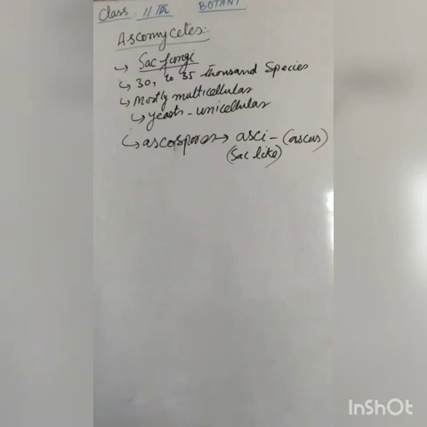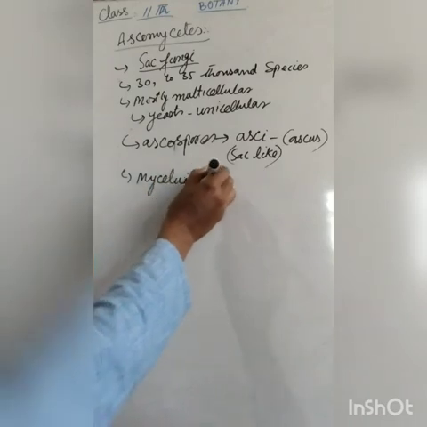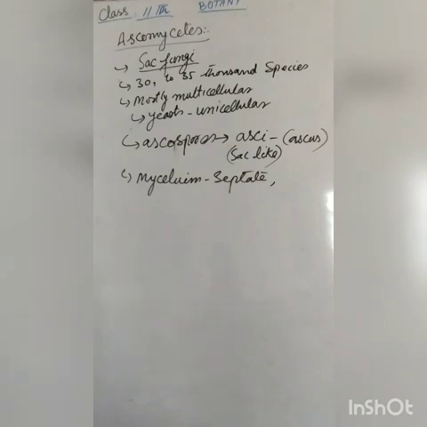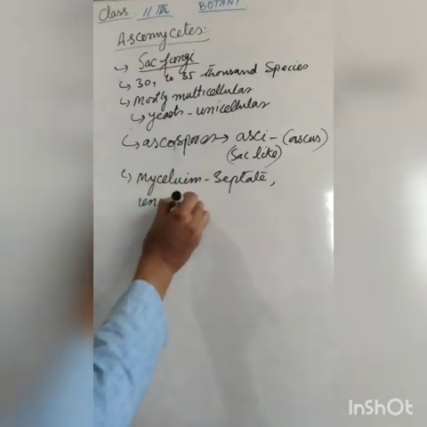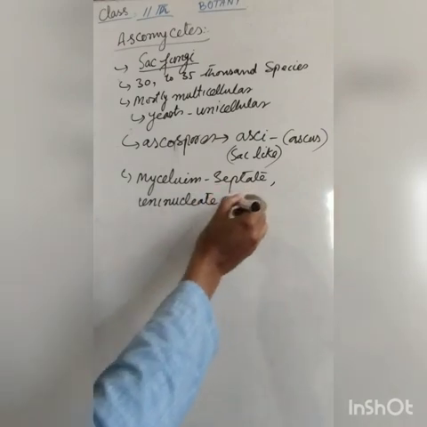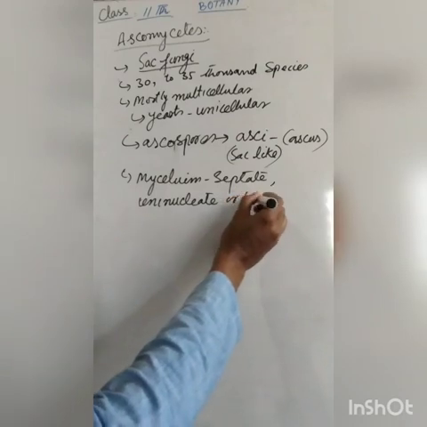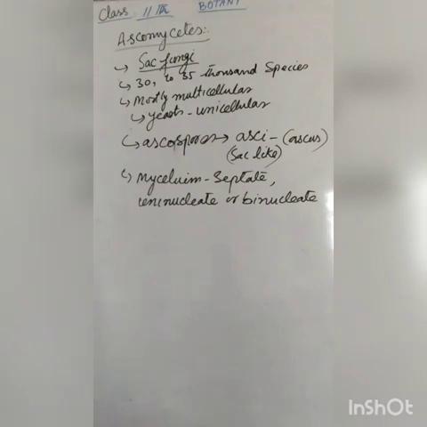In these Ascomycetes, the mycelium is septate. It is branched or unbranched, and the hyphae are uninucleate or binucleate, or rarely multinucleate.